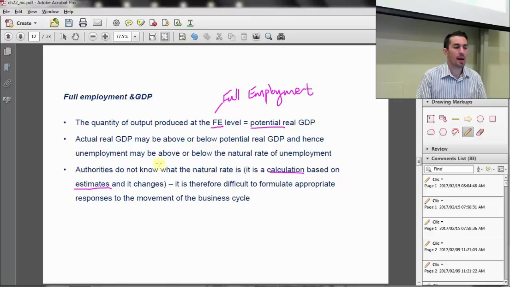Okay? And bear in mind that the natural rate of unemployment is not necessarily constant either. So if we're trying to understand how the government could or should respond to the unemployment rate or any unemployment figures, bear in mind that it's difficult to formulate appropriate responses if you don't actually know what the natural rate is. Are you above full employment? Are you below full employment? Depends what that rate actually is.